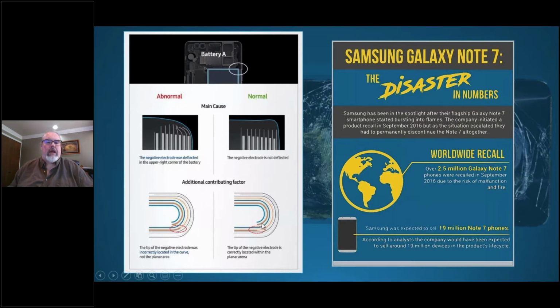In addition, a normal designed roll here has the negative electrode, which is this gold colored part here. They should never cross over the top of each other, but due to variation, some were longer, the way they packed it, the process put variation in it and had that overlap. So it became a problem.